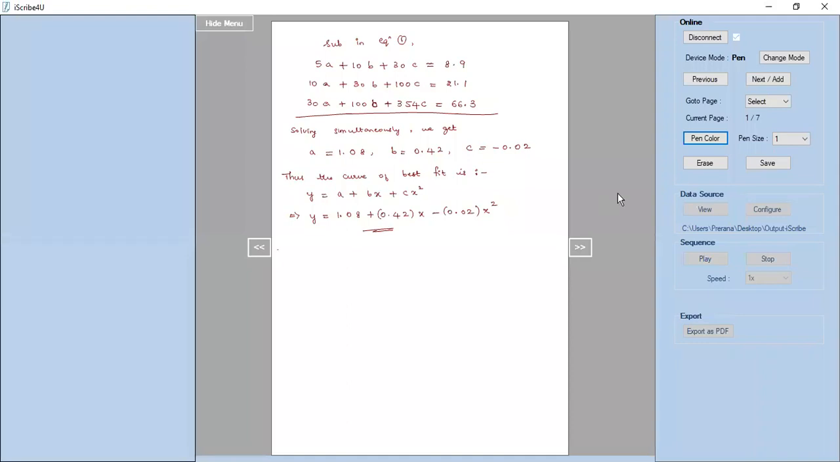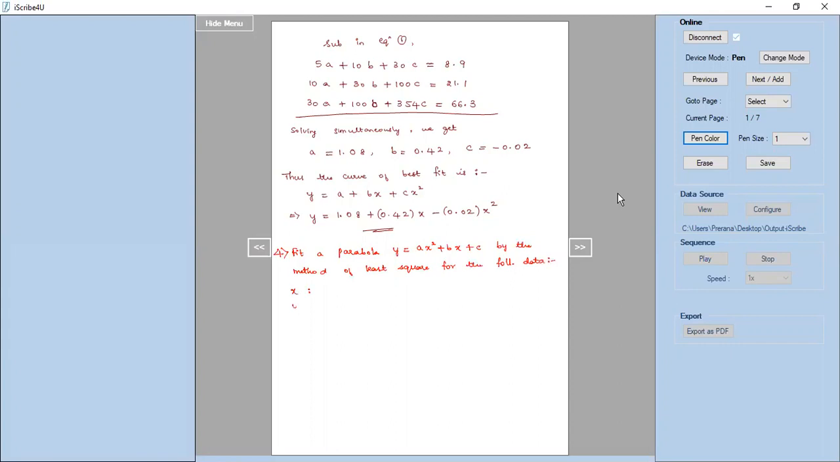We'll take up one more problem on second degree parabolic equation. So it's a fourth problem that I would like to do. Fit a parabola y is equal to ax square plus bx plus c by the method of least squares for the following data. So a set of data x and y is given for us.